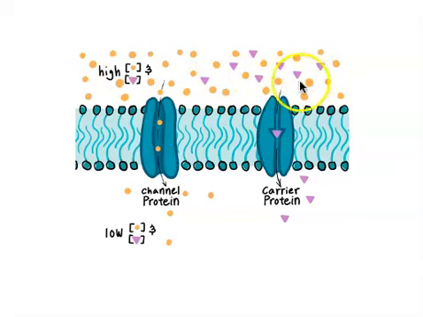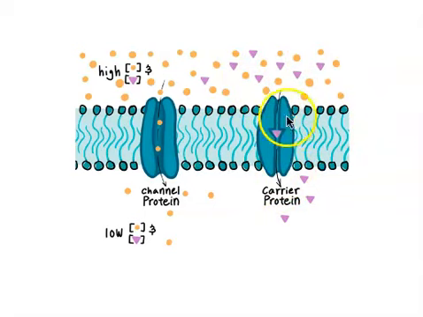So we have a high concentration of pink triangles on the outside and a low concentration on the inside. That means facilitated diffusion is going to move this way across the membrane. These pink triangles are going to travel using the carrier protein from the outside of the cell to the inside of the cell. And that will keep happening until the concentration of pink triangle is the same on both sides.